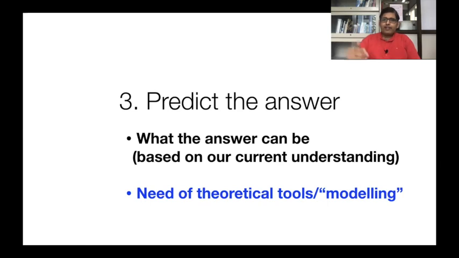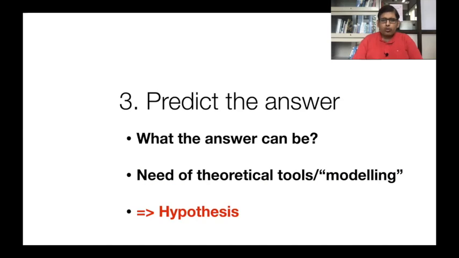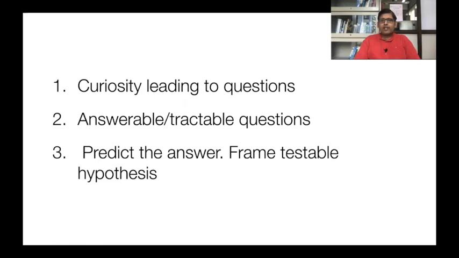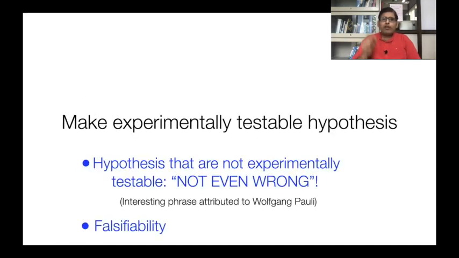Sometimes it might be easy to guess what might happen, but for all the non-trivial questions, one would need detailed calculations, detailed simulations to actually predict the answer, right? So you predict using theoretical tools, and that prediction is the hypothesis. In other words, you have a question and you have to frame a hypothesis, and that is done using theoretical tools. So using these tools, predict the answer and frame a testable hypothesis. Here I want to make the point about an experimentally testable hypothesis.